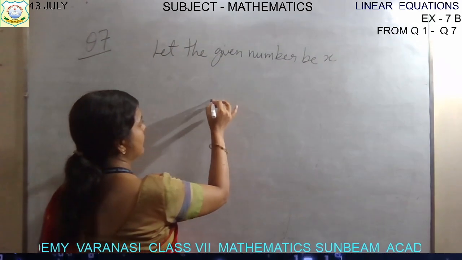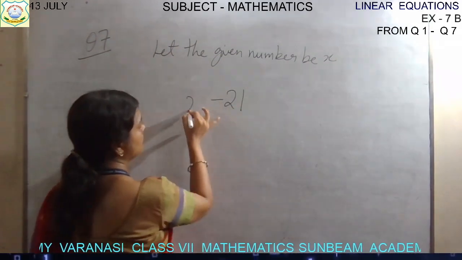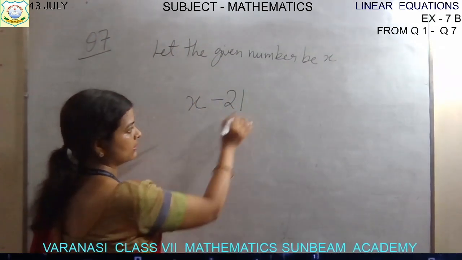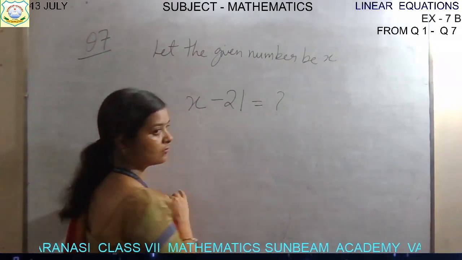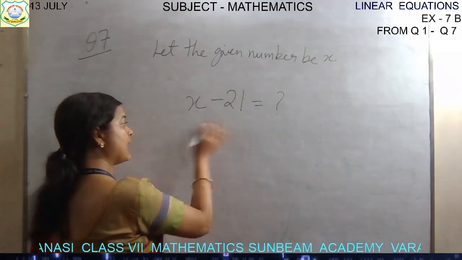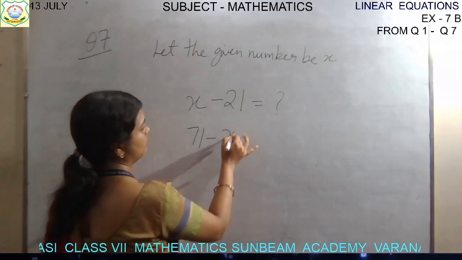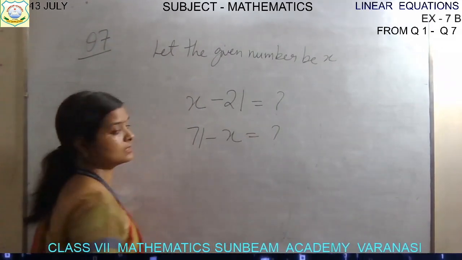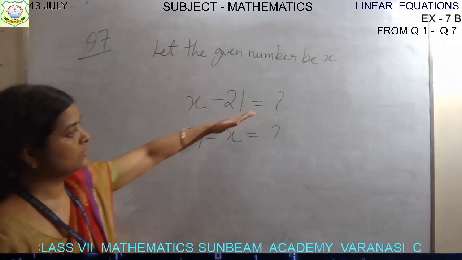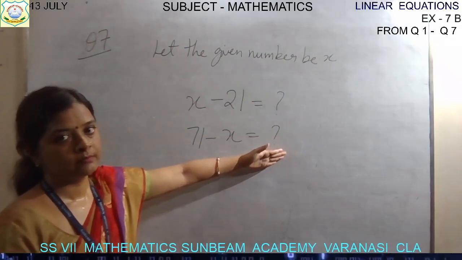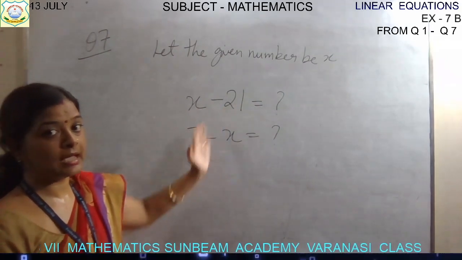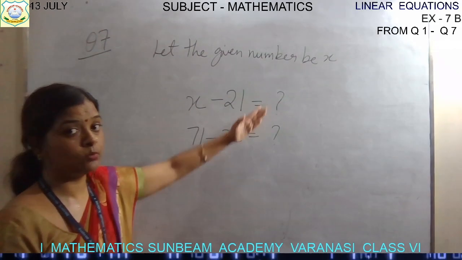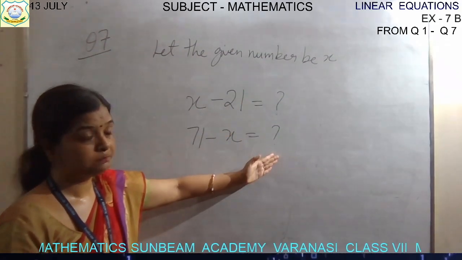A number is as much greater than 21, whatever answer will come, it will be as less than 71. The same answer will come. So, it is as much greater than 21 as it is smaller than 71. It means both the answers were equal.